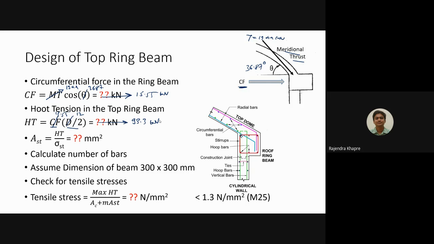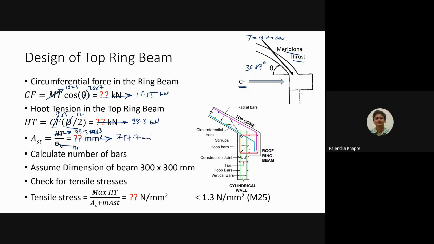To resist this tension, we have to provide a significant amount of steel so that cracking can be restricted. So Ast is nothing but hoop tension divided by sigma st. So this is 93.3 into 10 raised to power 3, and sigma st we are taking as 130. How much is this Ast? 717.7.